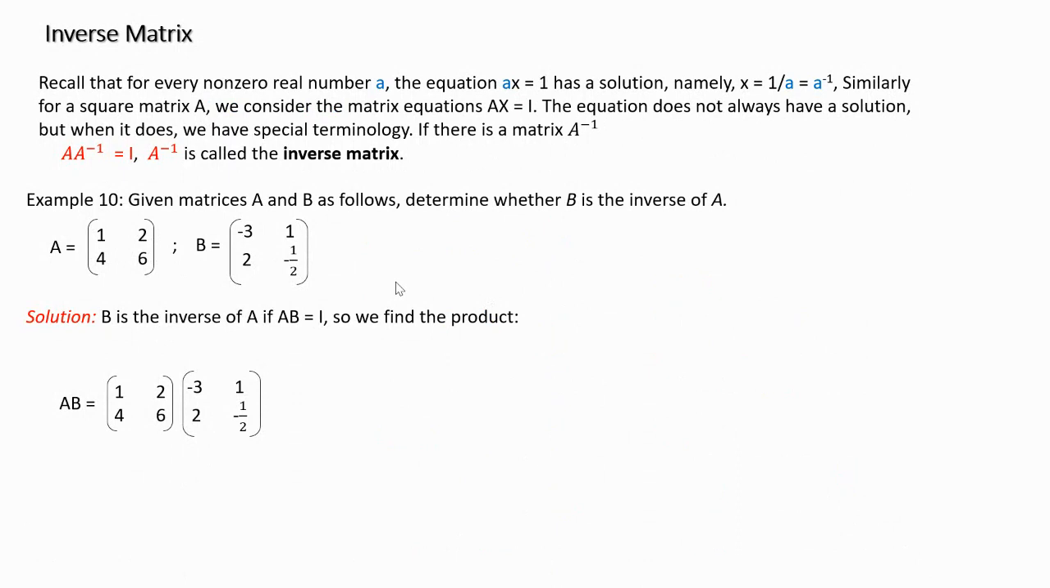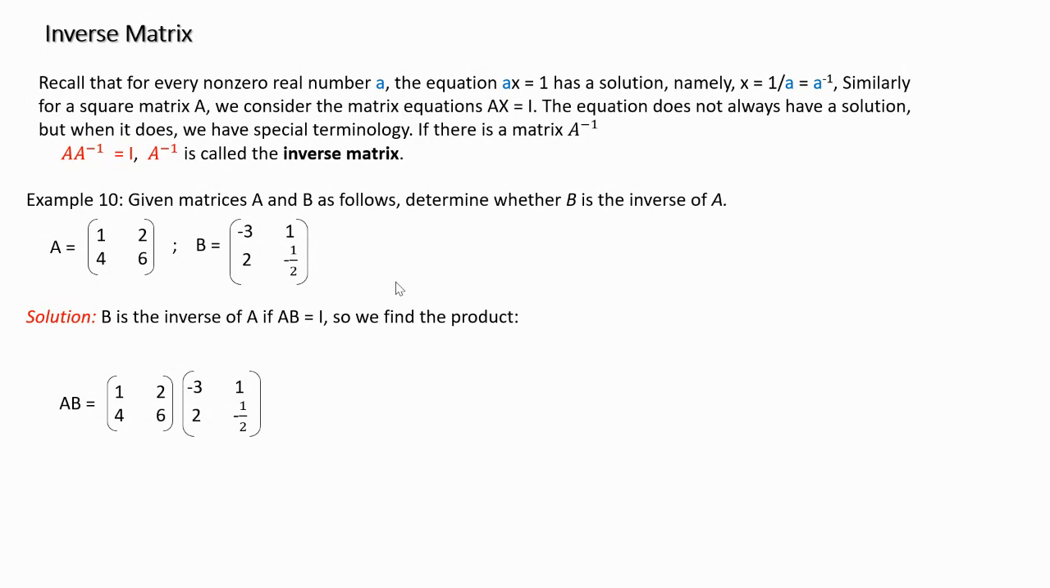Okay, similarly, for a square matrix A, we consider the matrix equation matrix A times X equals the identity. The equation does not always have a solution. But when it does, we have special terminology. If there is a matrix, inverse matrix A, right? So A times its inverse must equal the identity. The inverse is called the inverse matrix.